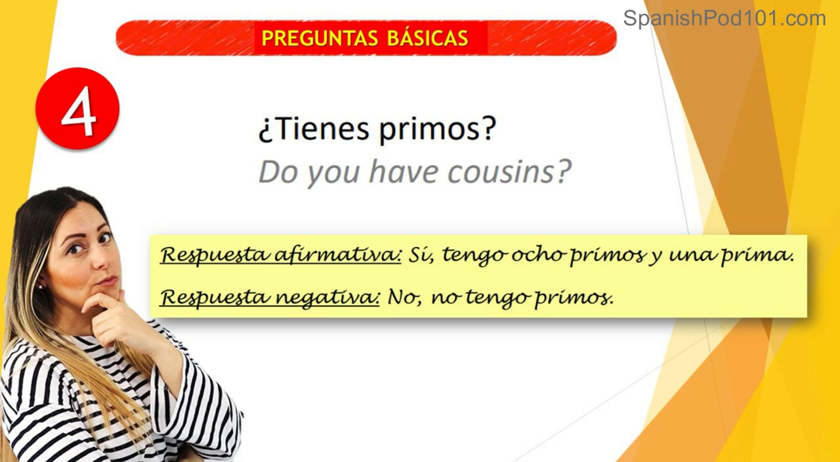Yes, I have 8 cousins and 1 cousin. So remember that in Spanish we're gonna have female cousins and male cousins. So 8 primos is male cousins and una prima would be a female cousin. Respuesta negativa, no, no tengo primos.